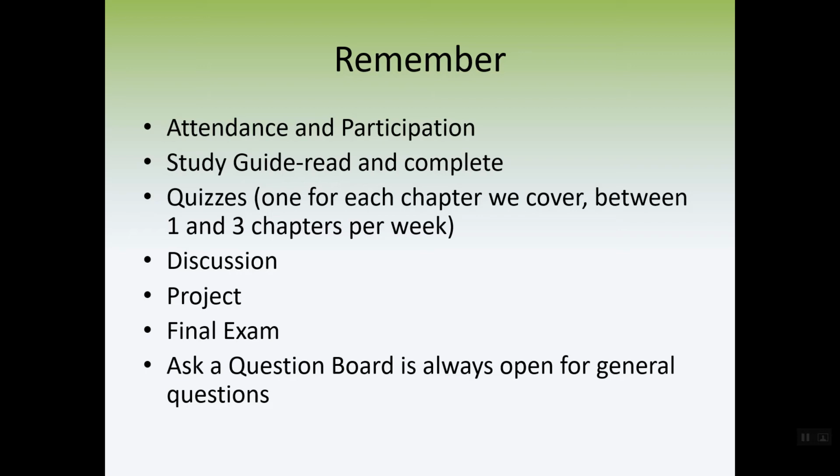There will be a final exam, like the quizzes. I do offer that as a retake if you'd like to retake it when you get your score. So again, final exams, all the exams here are open book, obviously. So you do need to study, you do need to know the material, but I find exams are not always the best way to evaluate what you learned. I really want to hear from you in the discussions and things like that. Remember that Ask a Question board is always open for general questions.